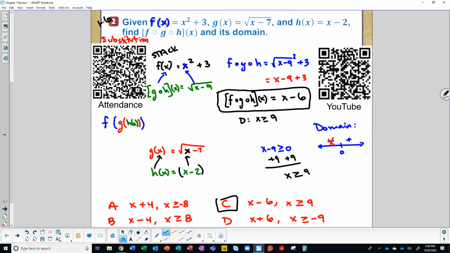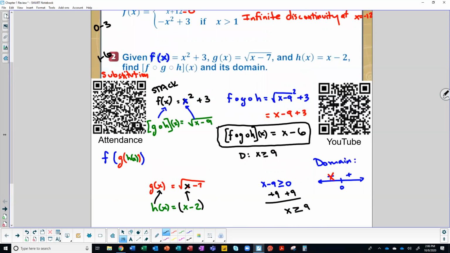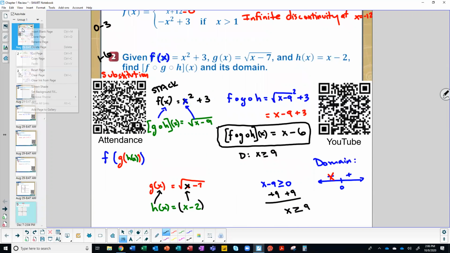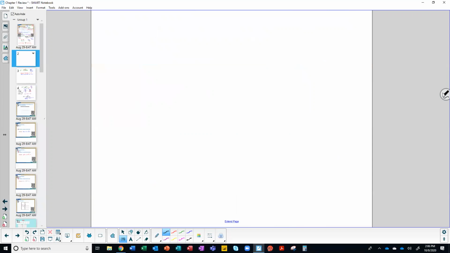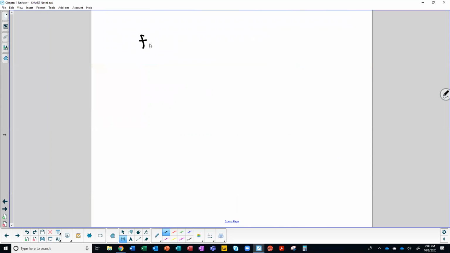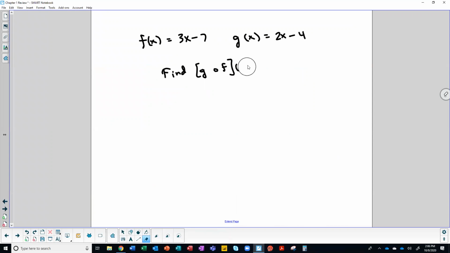I'm going to do one more just with numbers, though. I'm going to use easier equations. What if I gave you a problem like this? What if I said f of x is 3x minus 7, and g of x is 2x minus 4. Find g of f of, let's make it a 2. What would you do?